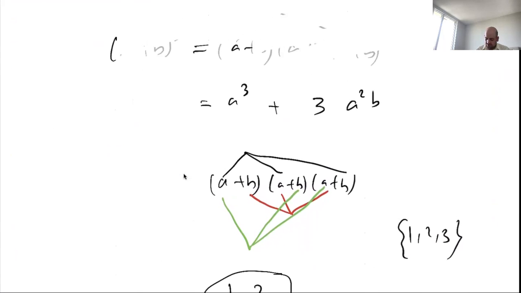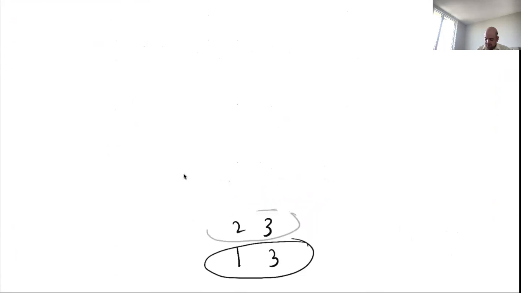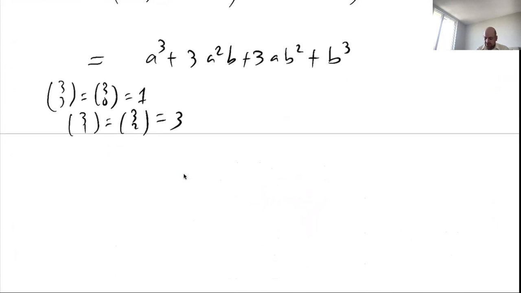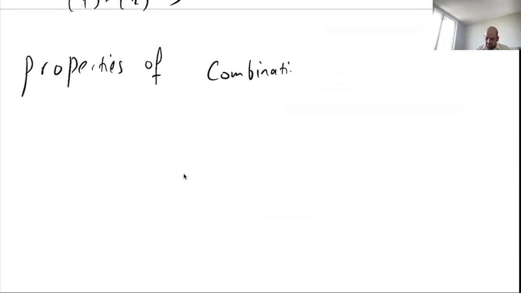One more time, just to make sure you understand what's happening here and why the binomial coefficients are the same as combinations, C(n, k). All right, now let's look at some properties of combinations C(n, k), or n choose k.